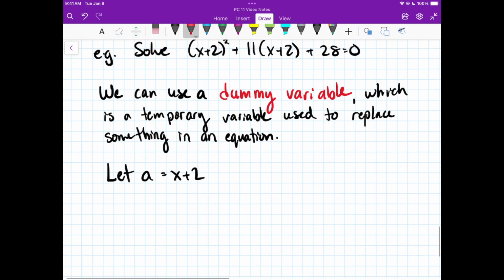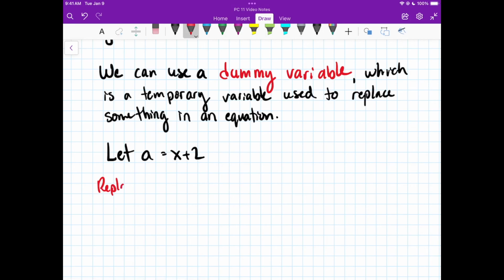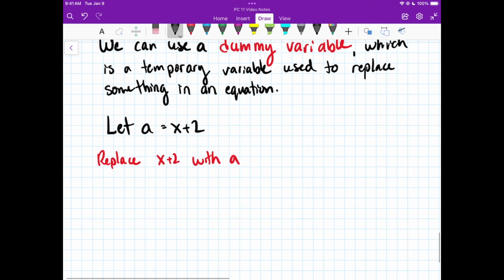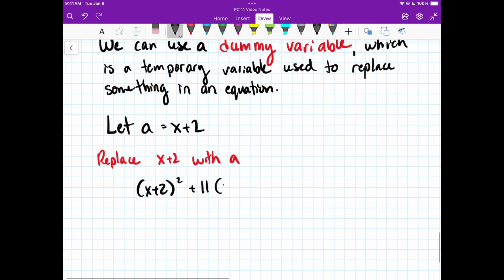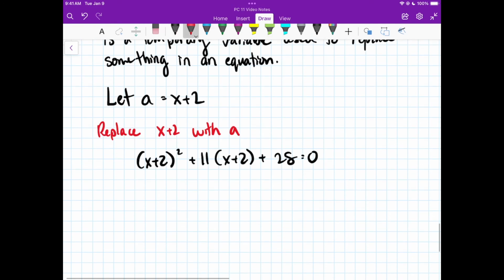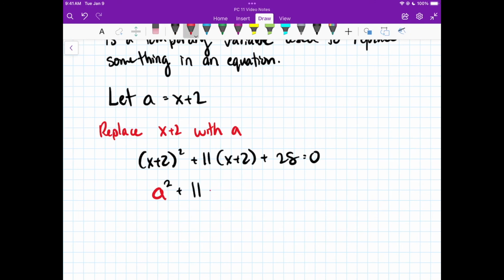And so what we're going to do now is we're going to replace the x plus 2s in the question with a. And it doesn't have to be a. You can use any variable you want. You can use a symbol if it makes your life happy. So if we go back to our quadratic now, so we had x plus 2 squared plus 11 times x plus 2 plus 28. So if we swap out those x plus 2s, now it looks like a squared plus 11a plus 28 equals 0. And that looks much nicer all of a sudden.